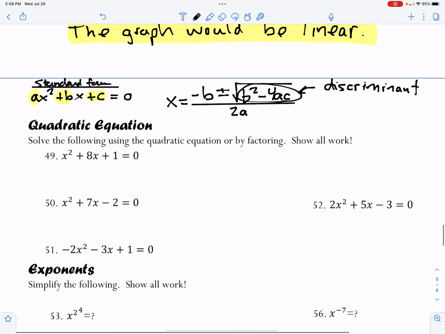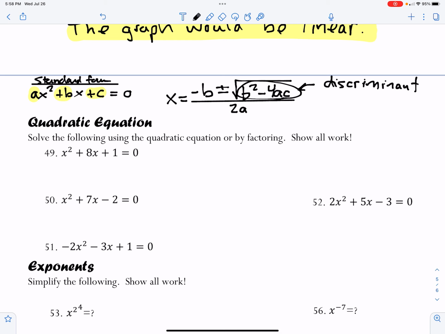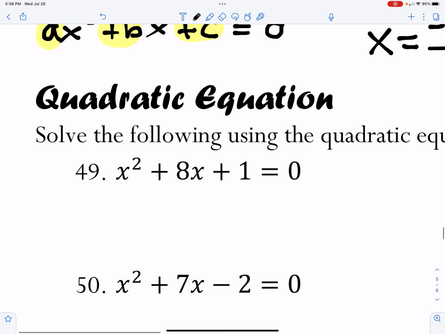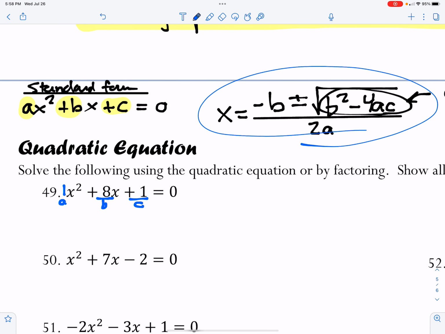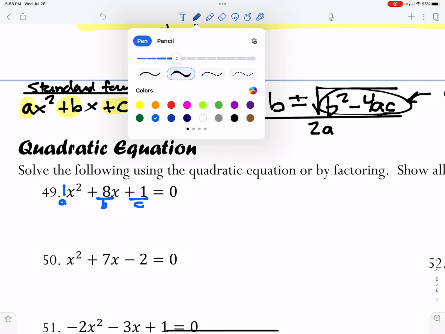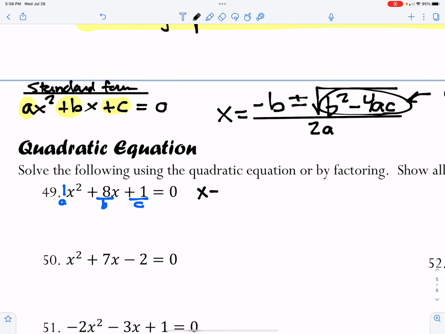So we have a few questions here, so let's go ahead and break this down. Number 49. Well, a is 1, because I don't see anything in front of x squared. b is positive 8, and c is positive 1. So we start there. We're going to insert into this formula. x is equal to negative b, and b is positive 8, so we're going to put in 8 in place of b, plus or minus the square root of, now we're going to take that same b, but square it this time.